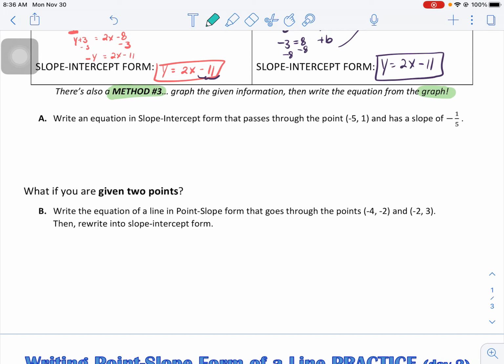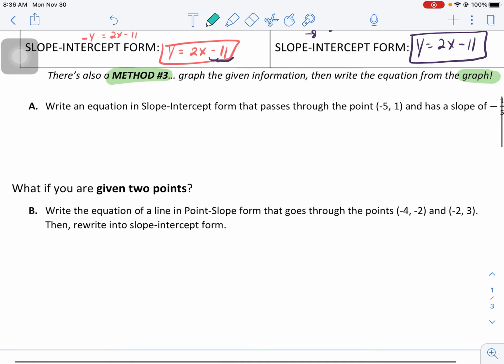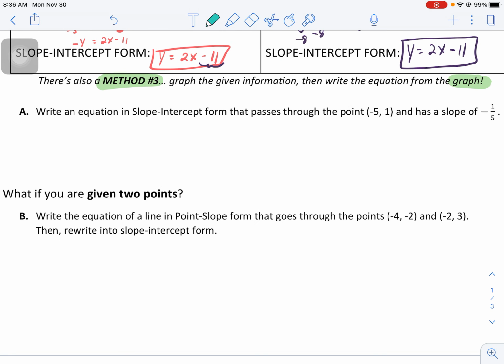So the next thing says write an equation in slope-intercept form that passes through the point -5, 1 and has a slope of -1/5. So we have options, okay? We'll go from point slope to slope intercept. So point slope is y minus 1 is equal to -1/5 x minus -5. So that's y minus 1 is equal to -1/5 x plus 5.